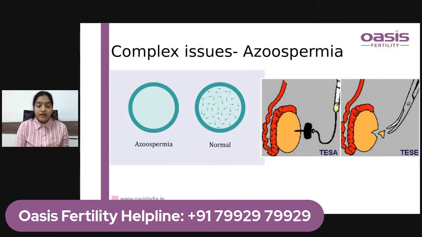If the patient has more problems, like testicular azoospermia, where there is a problem in testicular formation of sperms, then in these patients microTESE is required. So what are the indications for microTESE? It can be hypogonadotropic hypogonadism patients also.